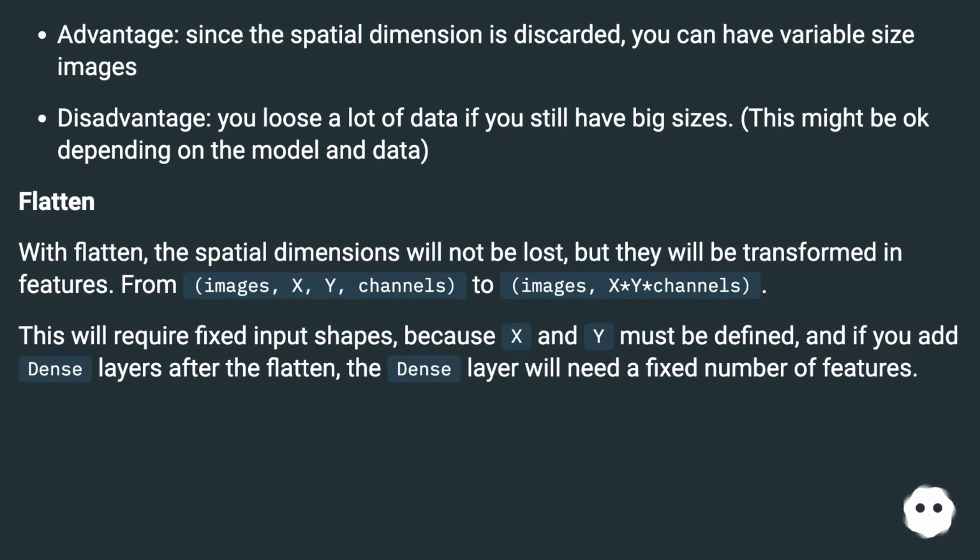Flatten. With flatten, the spatial dimensions will not be lost, but they will be transformed into features. From (images, X, Y, channels) to (images, X*Y*channels). This will require fixed input shapes, because X and Y must be defined, and if you add dense layers after the flatten, the dense layer will need a fixed number of features.